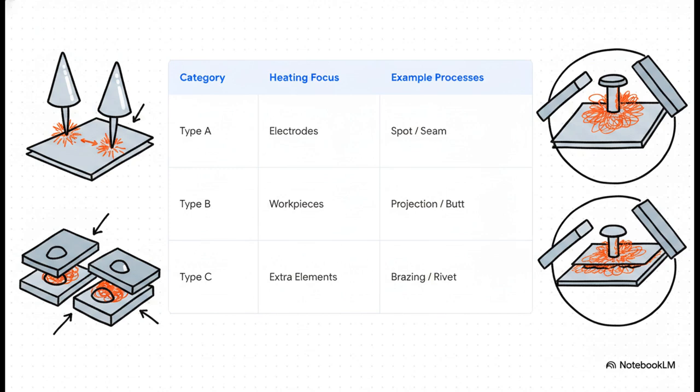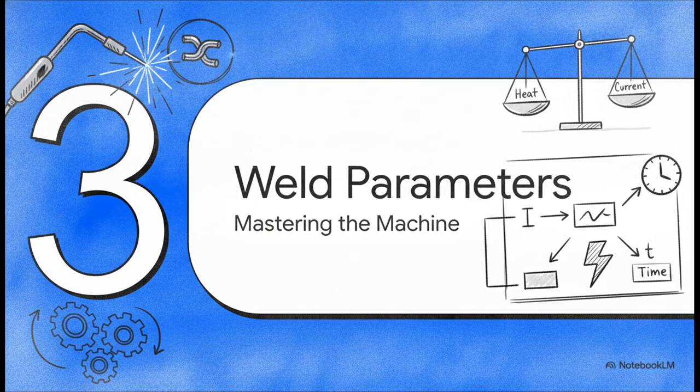In Type A, the current flow and heat generation are focused entirely by the design of the electrodes. Think of your standard spot welding, where a pointed electrode tip forces all that current into one tiny spot. In Type B, it's the design of the workpieces themselves, like a pre-stamped bump in projection welding that localizes the heat. The electrode just fits right over it. And finally, Type C brings in an extra element, like a braze metal or a rivet, to alter or enhance the heating process.